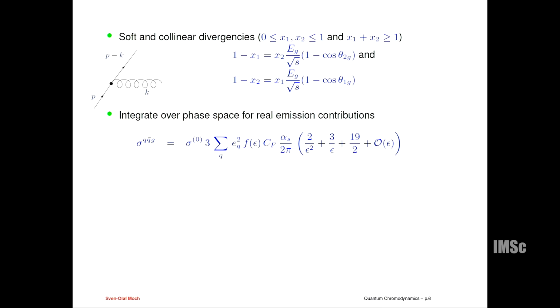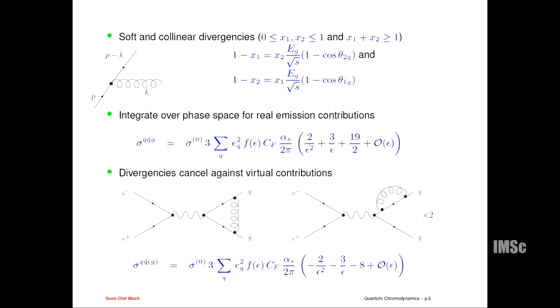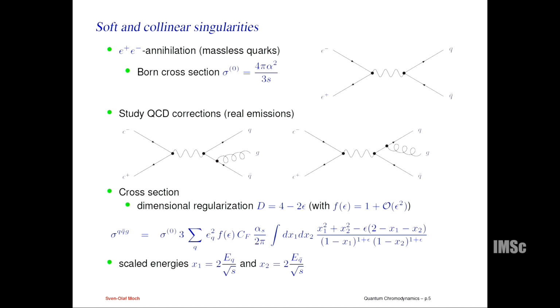But of course, this is not a sensible cross-section which we can give to our experimental friends. So there has to be more. And those divergences now have to be cancelled by virtual contributions, which come in at the same order of alpha s. So if you do your counting of the coupling constant, then you have 1 power of gs here from the squared amplitude. You have another power of gs. So altogether, this gives you 1 power of alpha s for the squared amplitude.